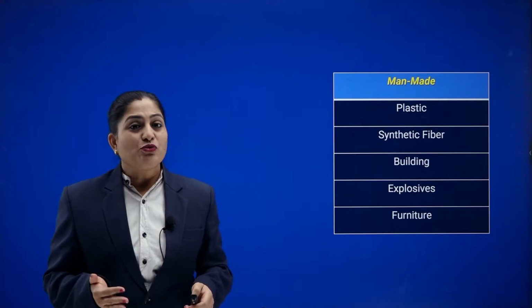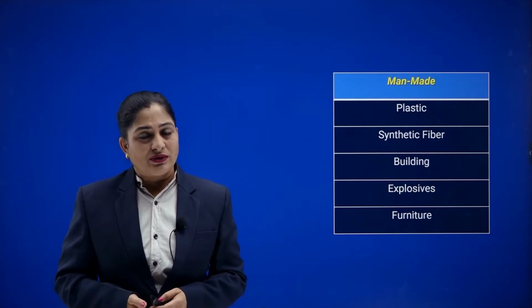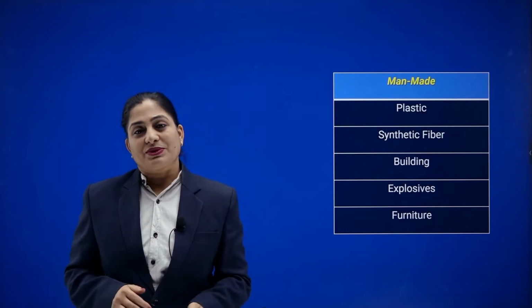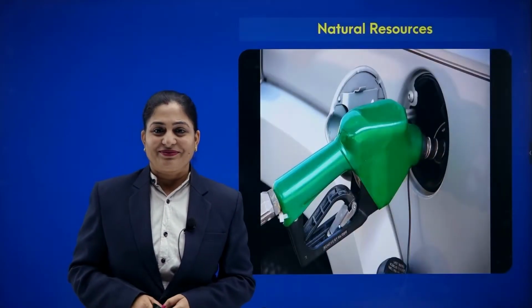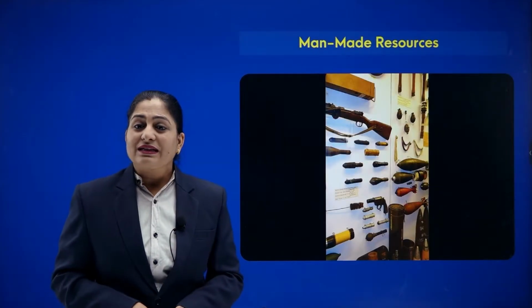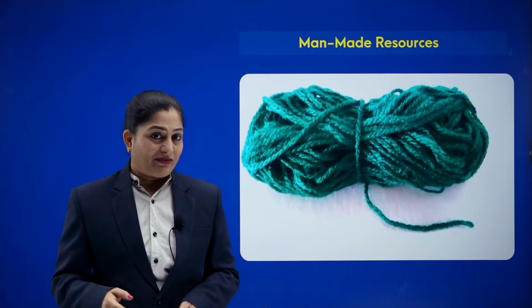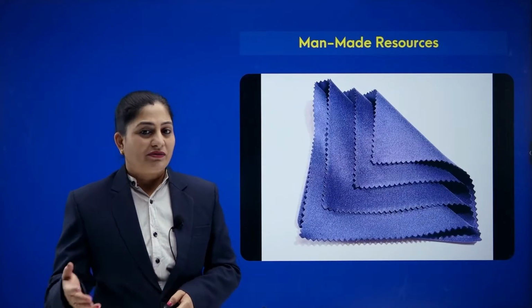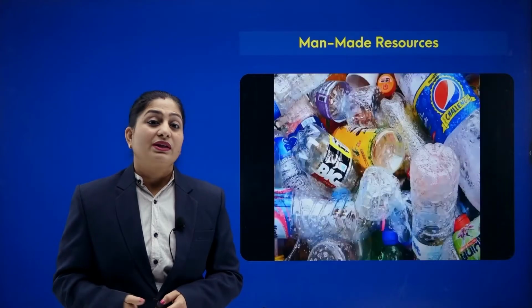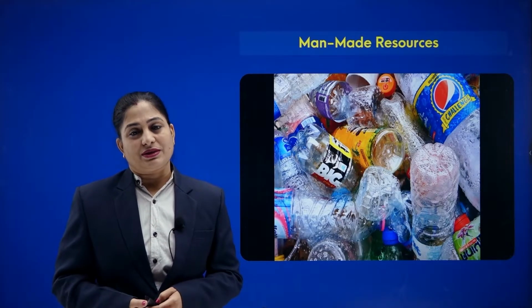Try to find a few more items around you that you are using and observe to which category that substance or item belongs. Now when we talk about natural resources, let us see. These are the natural resources and there are certain man-made resources. Like synthetic fiber, optical instruments, plastic, all these are man-made substances.